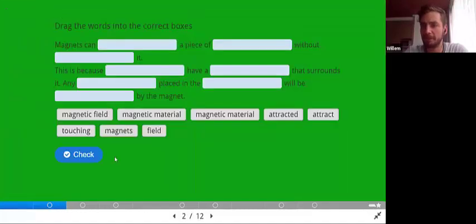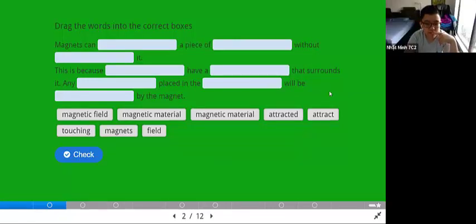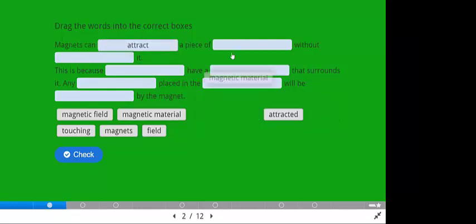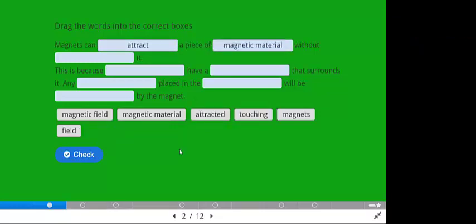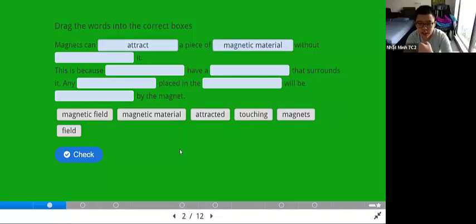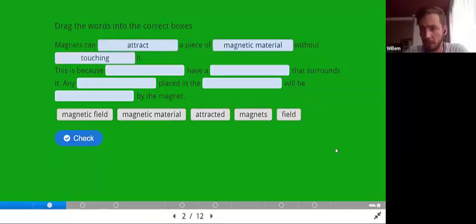Can you read the first sentence to me? Can you figure it out? A magnet can attract a piece of magnetic material without touching it. Yeah, well done. Dewey Bell, can you read the next one?